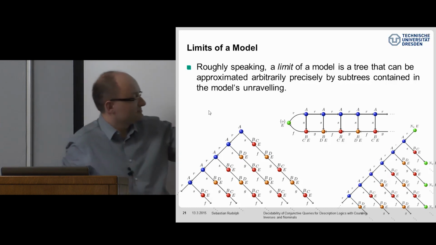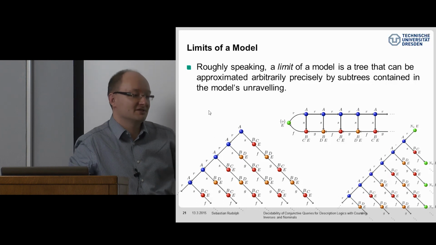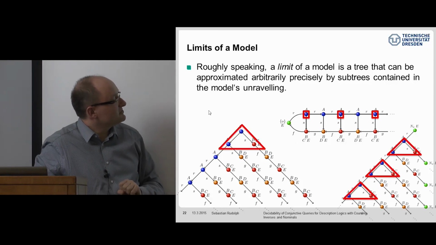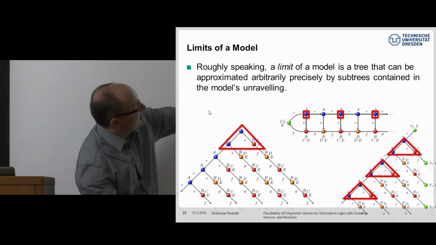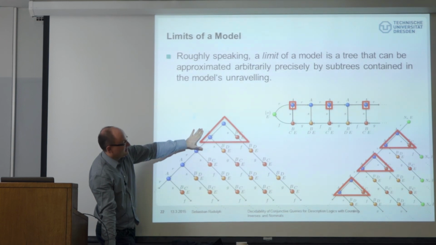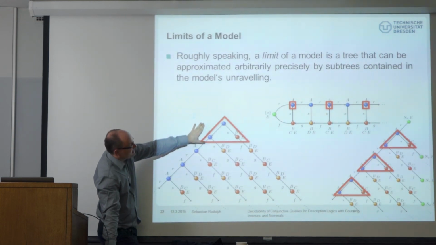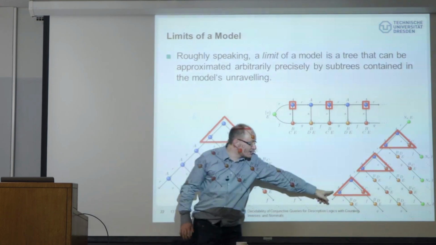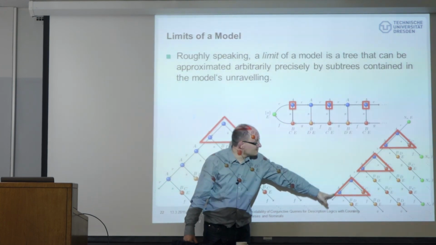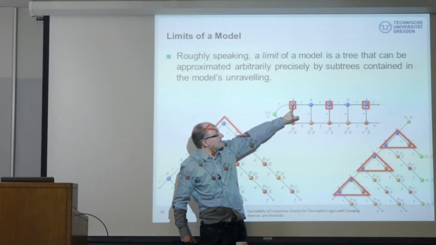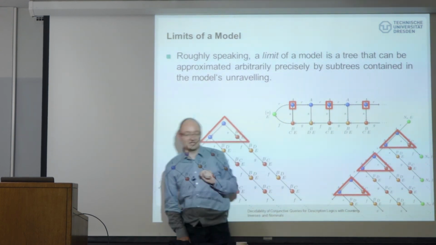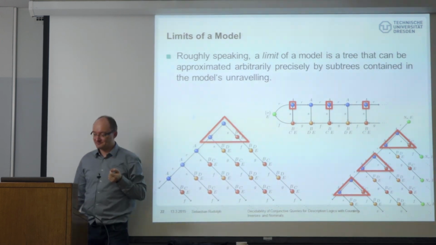So assume we have a tree, and we ask ourselves, is this a limit of the model? What would we have to check? Well, we would have to check if the initial segment of the tree, let's take the first two layers, occurs in the unraveled model infinitely often, and not just infinitely often, but indeed is caused or created by infinitely many individuals or nodes in the original model.